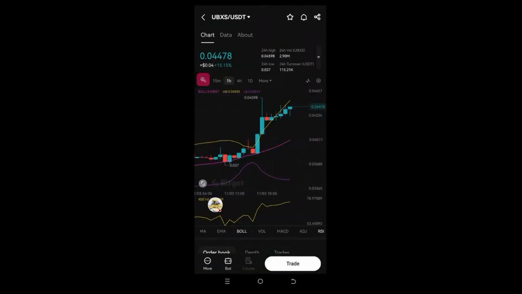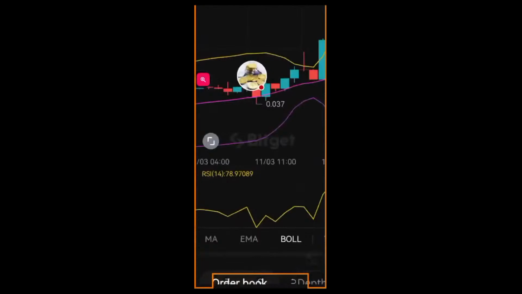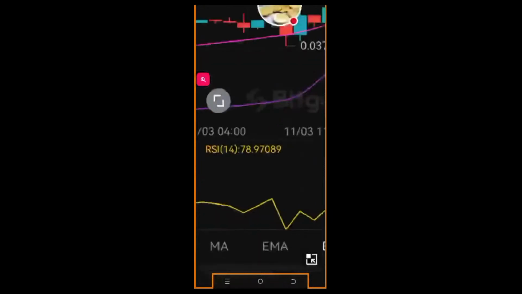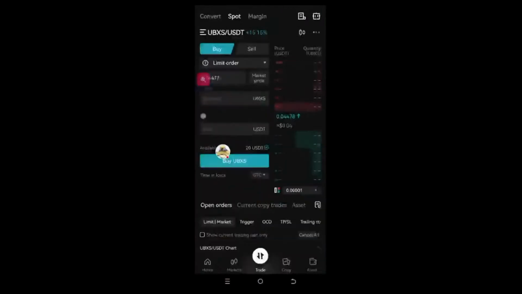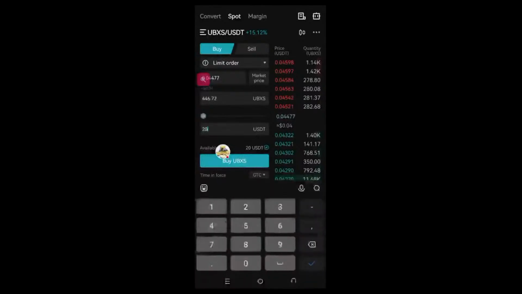I think I can go with this. And the RSI is, what's that one? The RSI is 78. Can we go with this? But it's in pump mode. I love that. It looks like it's in pump mode. Maybe it will go. Let's just put $20 in there and see what we can get from BitGet.